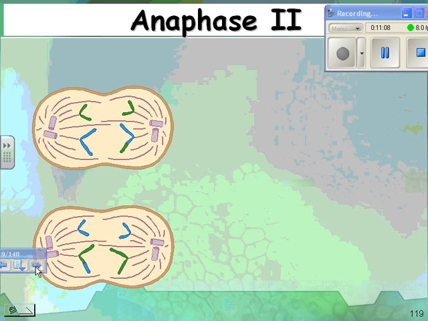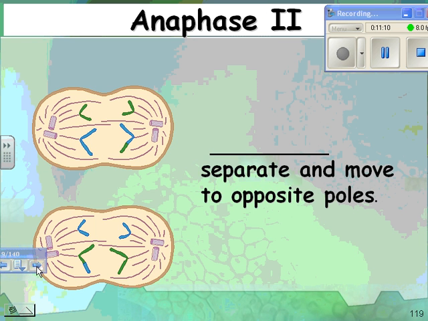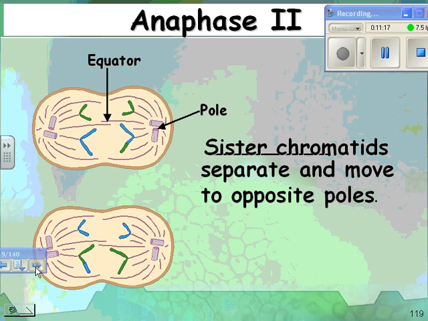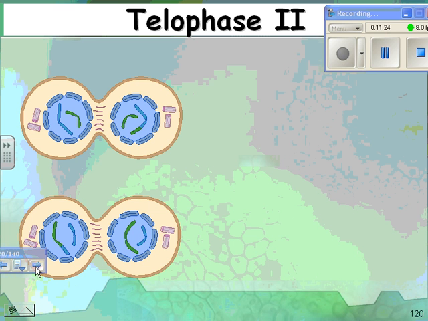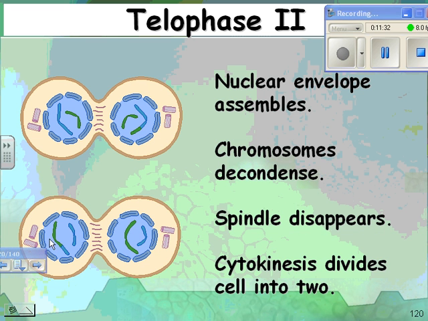Anaphase II, they separate apart. So it's the sister chromatids that are separating now. So sister chromatids separate and move to opposite poles, so you end up with unduplicated chromosomes at this point. And telophase II is when they separate out. So from each one individual cell that you started with in the beginning of meiosis, you end up with 4 haploid cells. So you make your nucleus again, your chromosomes decondense, they spread out, the spindle disappears, and cytokinesis divides each cell into 2.